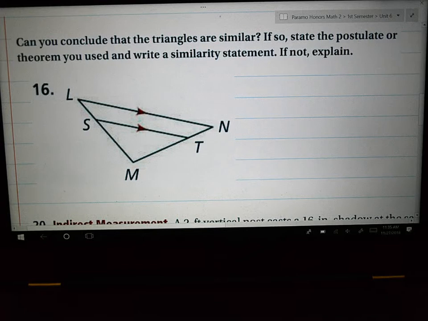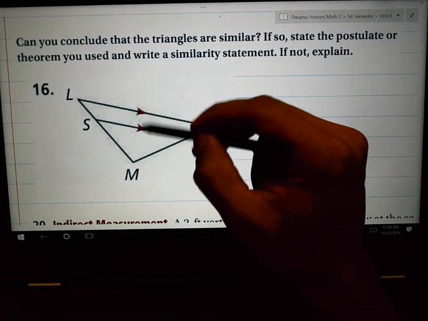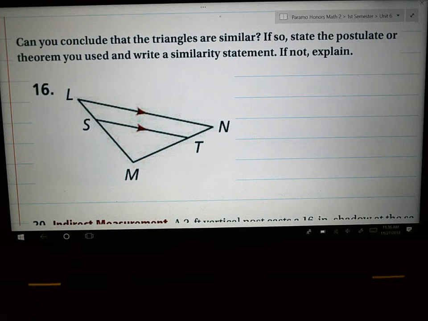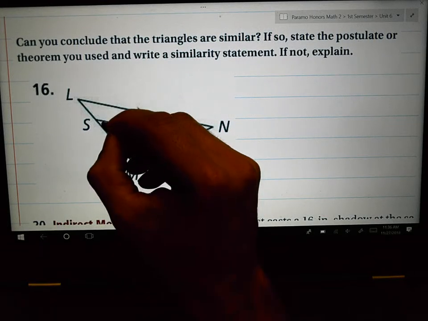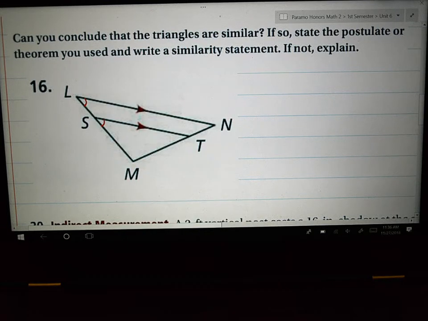Number 16. Can you conclude that the triangles are similar? If so, state the postulate or theorem you used and write a similarity statement. If not, explain. All we see, these two things are parallel. If they're parallel, then that must mean that certain things are going to be the same. These are called the corresponding angles. Those corresponding angles are going to be congruent to each other because those are parallel lines.